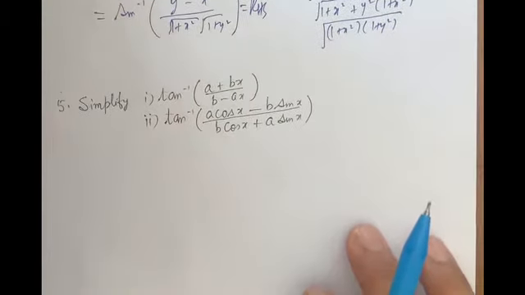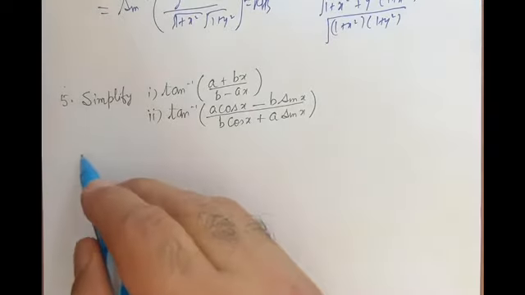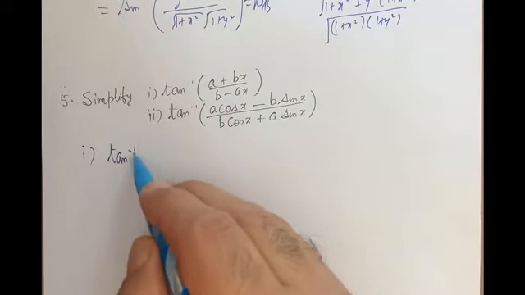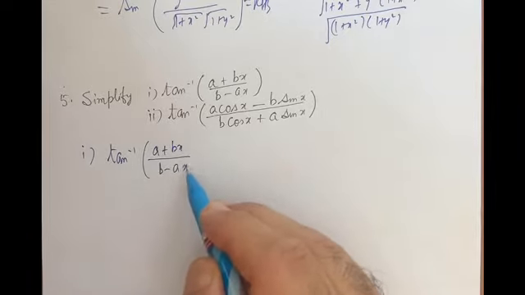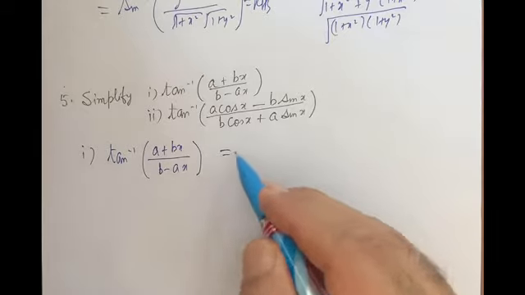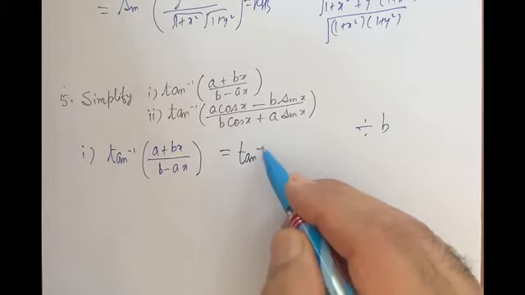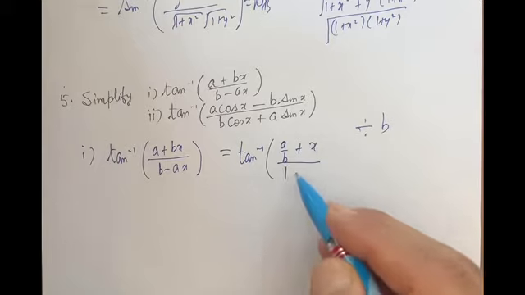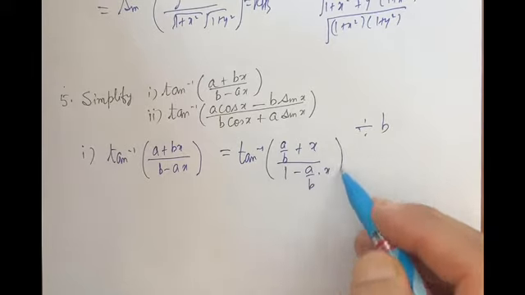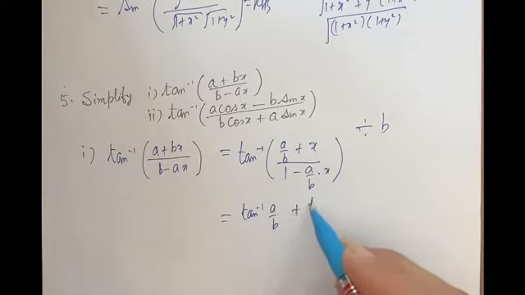The next one, we have to simplify the expression. First part, this is tan inverse of a plus bx upon b minus ax, dividing numerator and denominator by b. This is tan inverse of a by b plus x, upon 1 minus a by b into x, and this is tan inverse of a by b plus tan inverse of x. This is how we simplify.